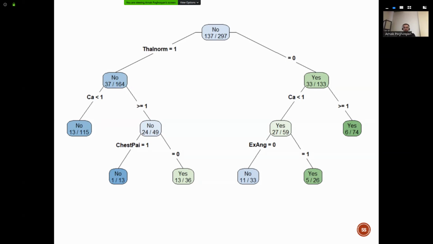And lighter and darker colors are connected with the purity. The darker, the purer the node, and the smaller the misclassification error. This is how you usually interpret the trees. You will see different outputs, and in each case you need to check what the decision tree is showing.